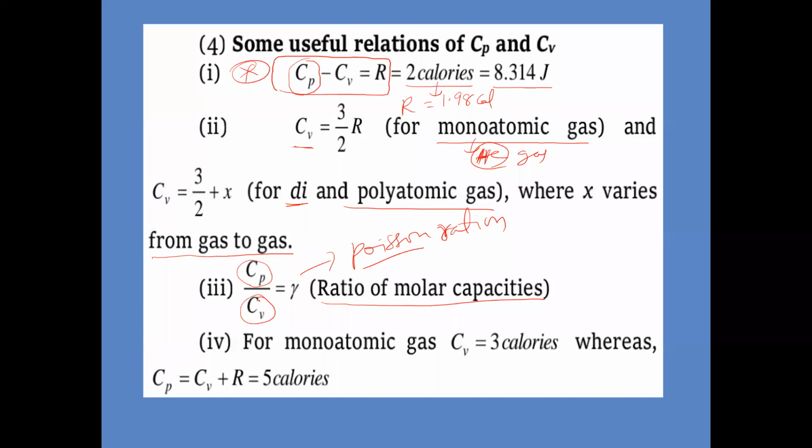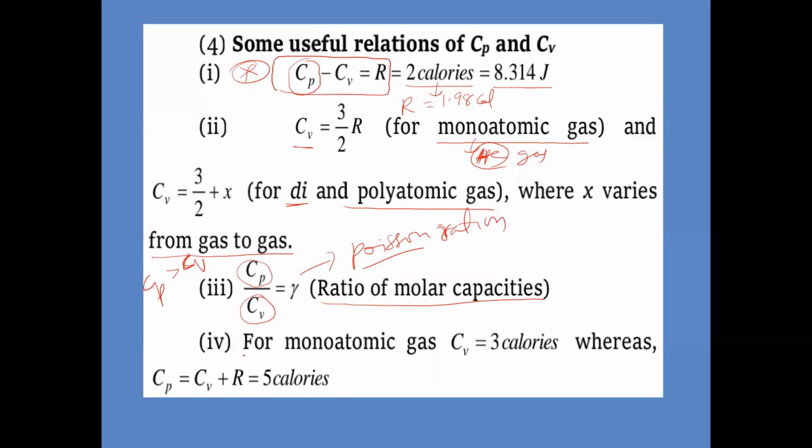Generally which will be more here? CP is generally greater than CV. For any gas, CP will be greater than CV. That's why a greater value divided by a lesser value will be a positive value. Gamma will be positive. Gamma value will be more than 1.